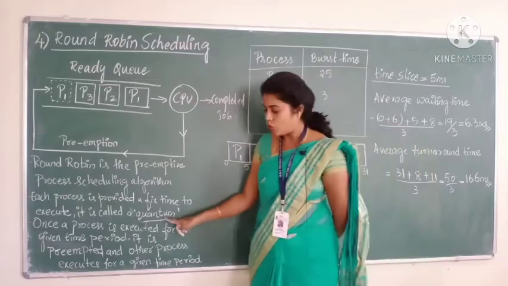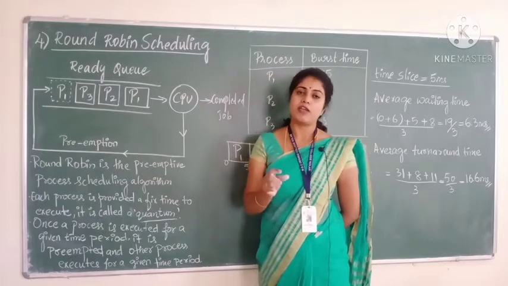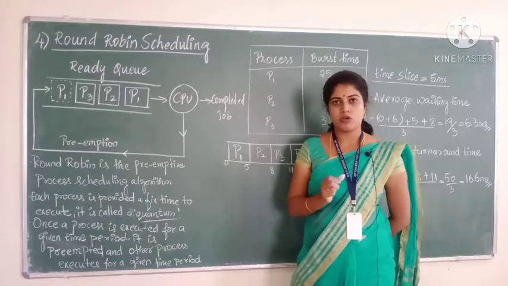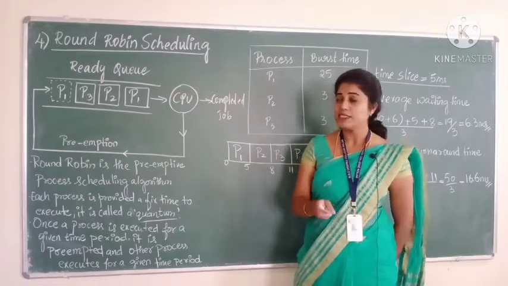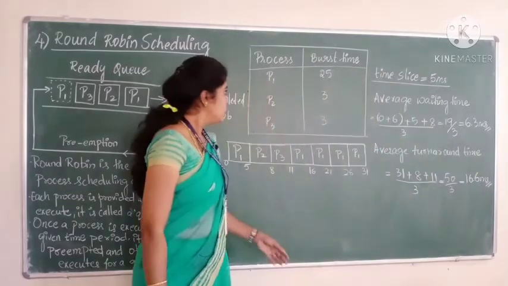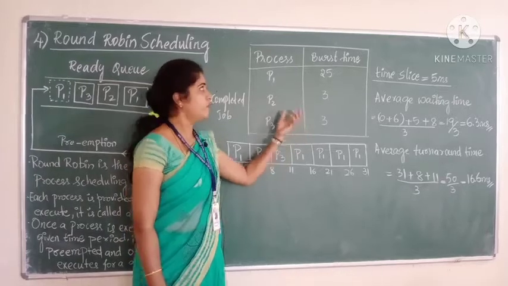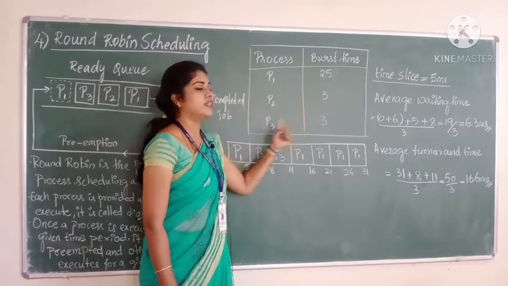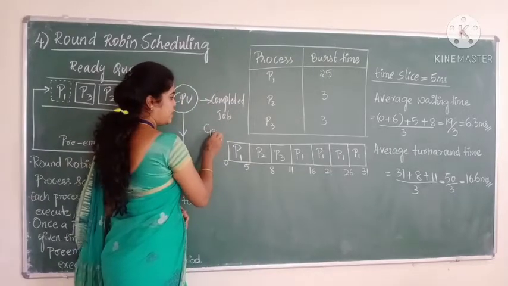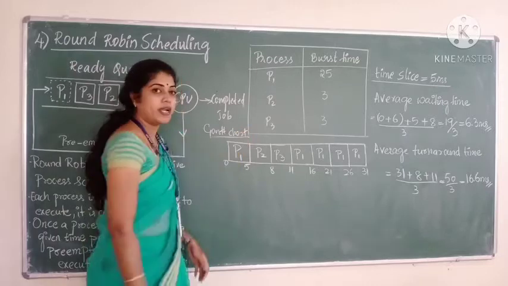Here, quantum you have to remember: each process will come with a fixed time. I also told you that burst time will be divided into slices, and that slice is also called the time slice. Now with an example, you have processes P1, P2, P3 with burst times 25, 3 and 3 milliseconds. As usual, here we will be writing the Gantt chart.